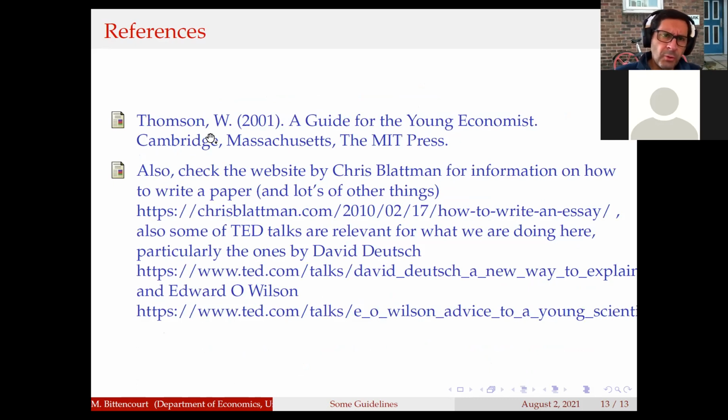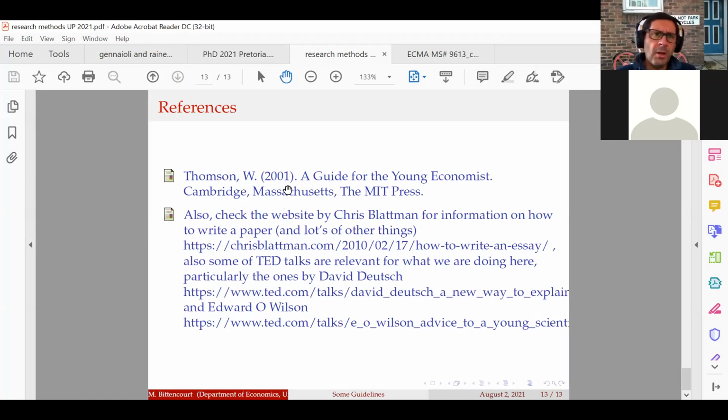Then there is William Thompson, Guide for the Young Economist. It's an MIT Press book. It's more for people doing theory, right? You guys are probably doing empirical. But I think it's also worth browsing. And then there is also the website by Chris Blattman at UChicago on how to write a paper and lots of other things.